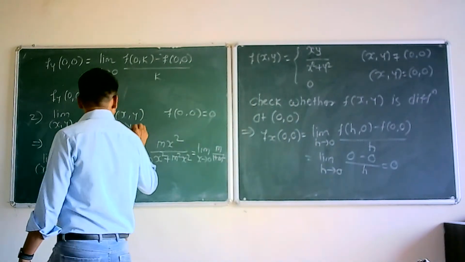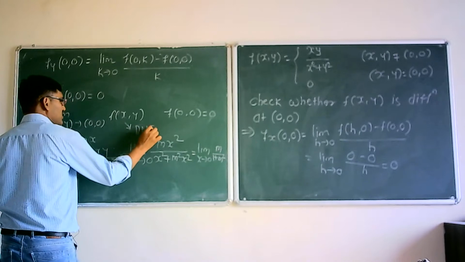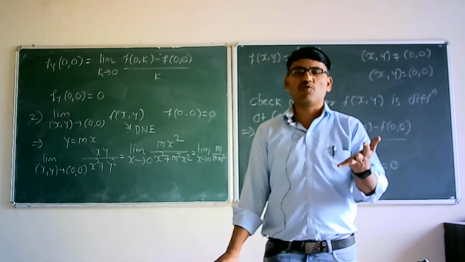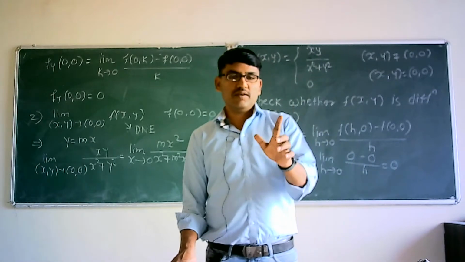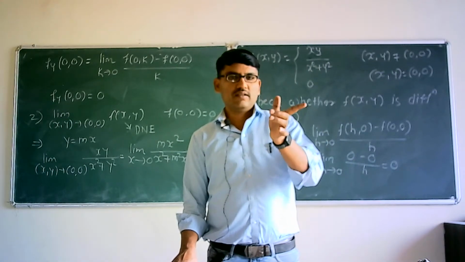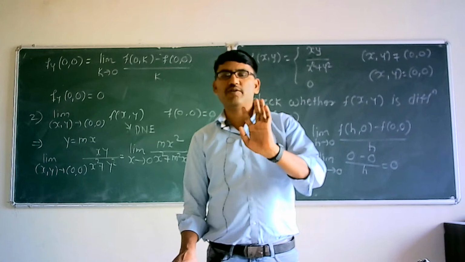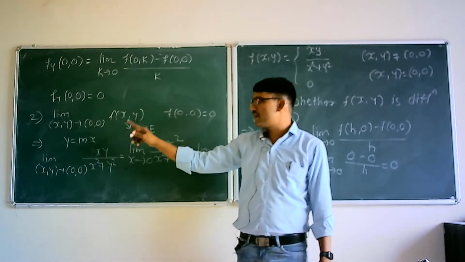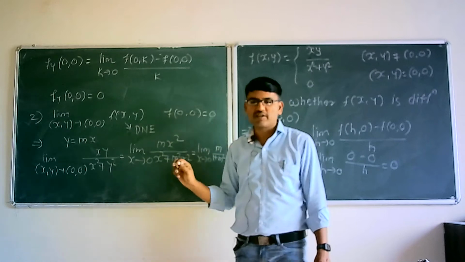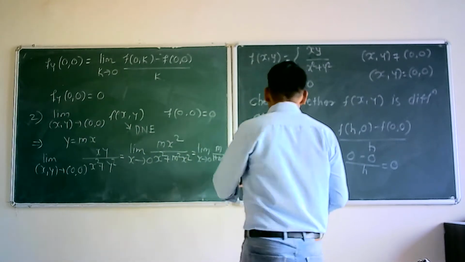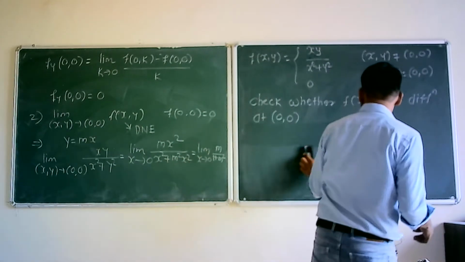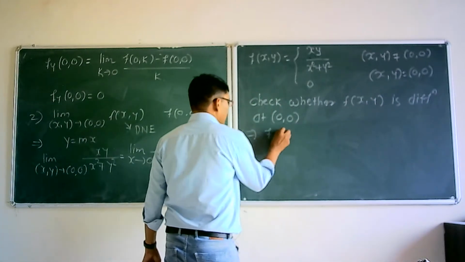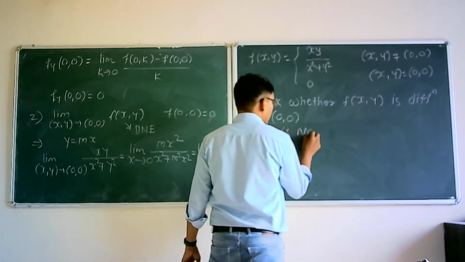This limit does not exist, and if the simultaneous limit does not exist, means what? The given function f is not continuous. But what does the sufficient theorem say? If f is differentiable, then f is continuous and both the partial derivatives exist. Here f of x 0 0 exists, f of y 0 0 exists, but f is not continuous at 0 0. What does this imply? The given function f is not differentiable at 0 0.